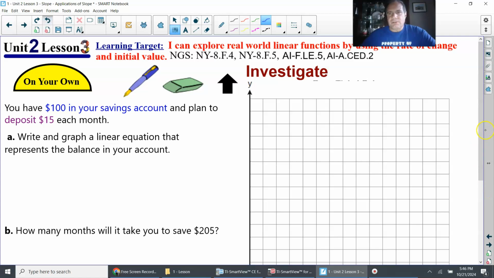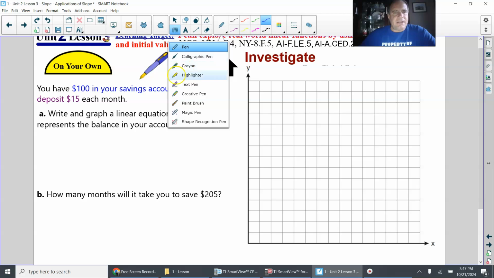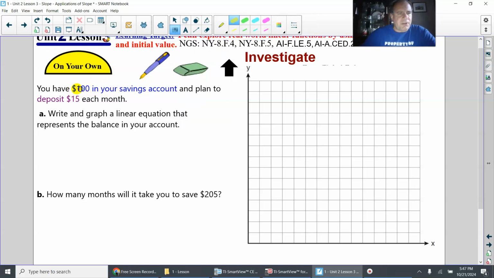All right, so here we go. I'm going to get a highlighter out for this. You have $100 in your savings account and plan to deposit $15 each month. So we have months here, so time always goes on the x-axis. Time always goes on the x. I'm going to start with 0 and just number my months by ones.